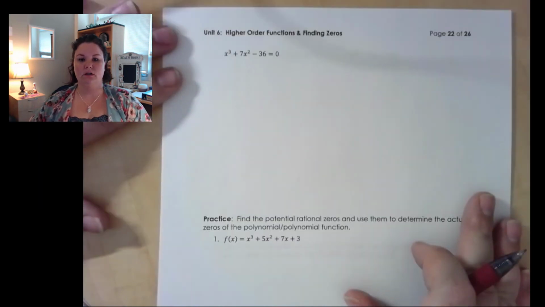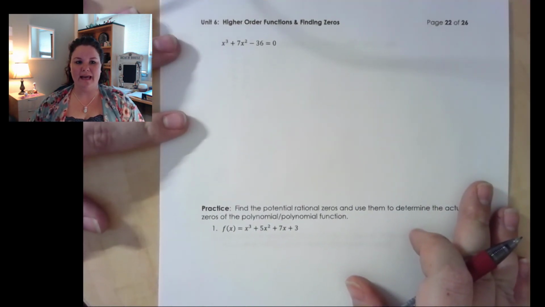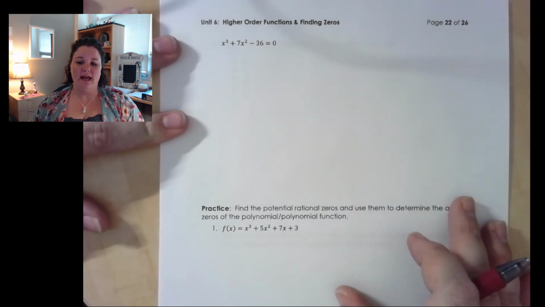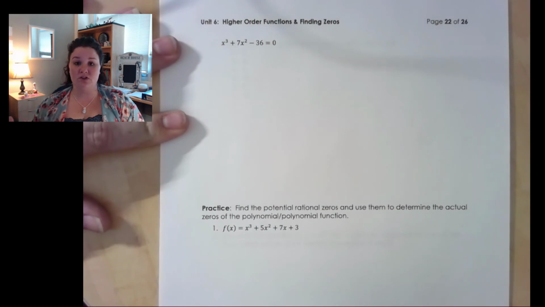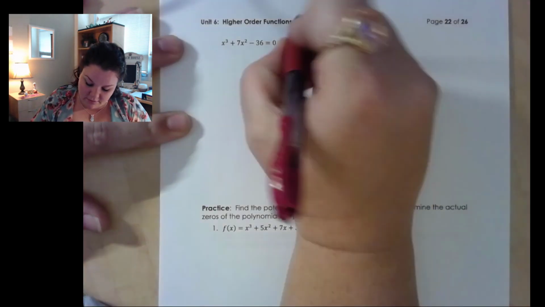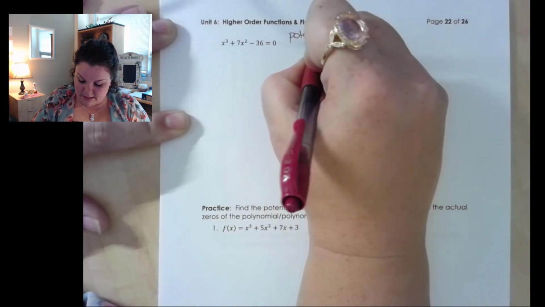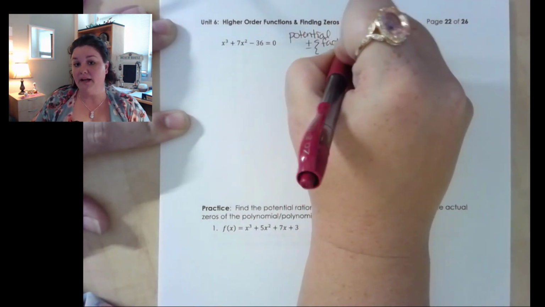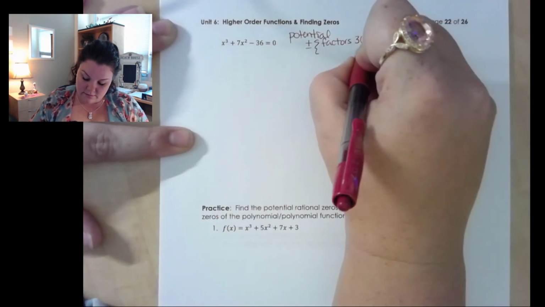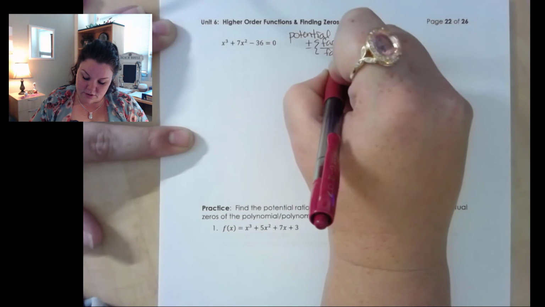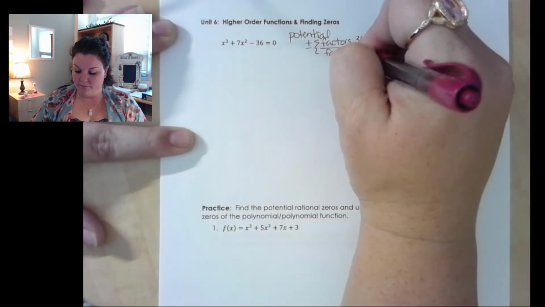All right. So looking at this one, first thing I do, again, they're not giving me a 0. And if they're not giving me a 0, I have to come up with the potential zeros. So I'm going to find the potential zeros first. And I do that by plus or minus the factors of my constant term, which in this case is 36, divided by the factors of my leading coefficient, which here is a 1.